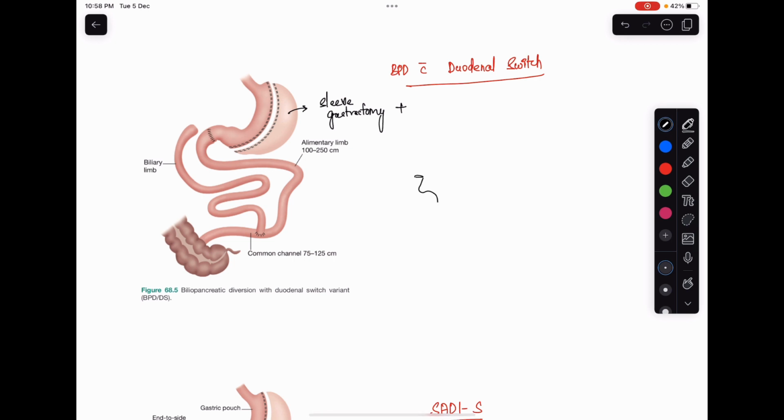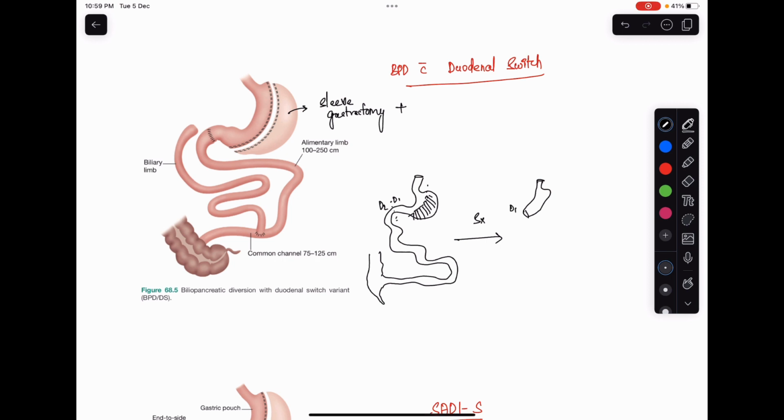So if you think this is the stomach, this is the duodenum, jejunum and ileum. Sleeve gastrectomy, and we are dividing at the D1 D2 junction. After the surgery, it may look like this. So we have D1 here. So food will be reaching the duodenum. So we will have negative feedback to decrease acid secretion. And this will be D2. And the rest is similar.